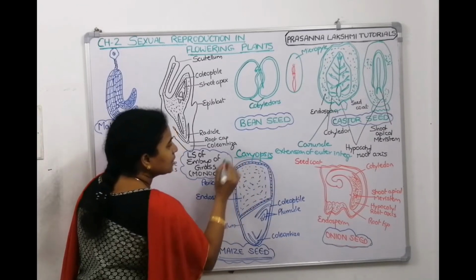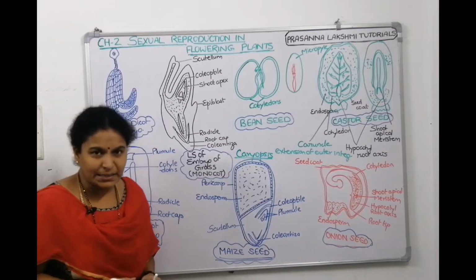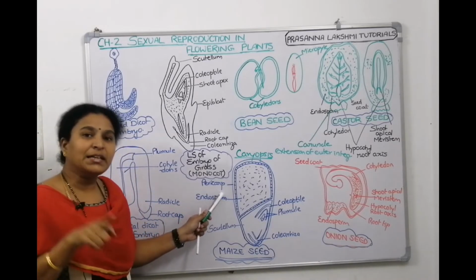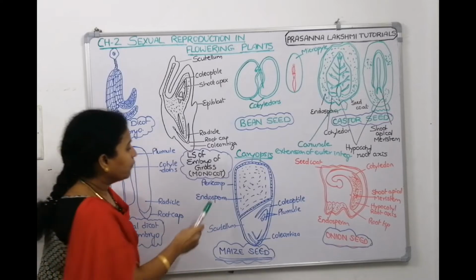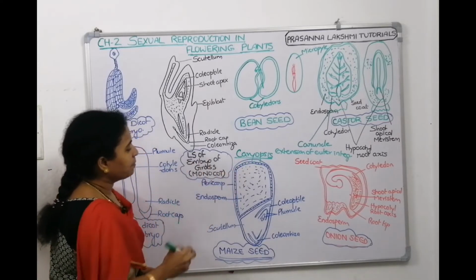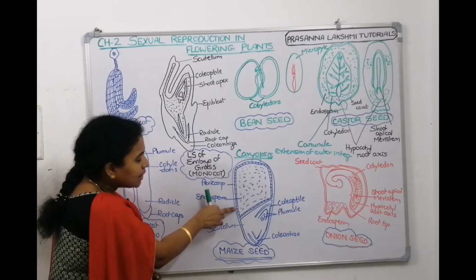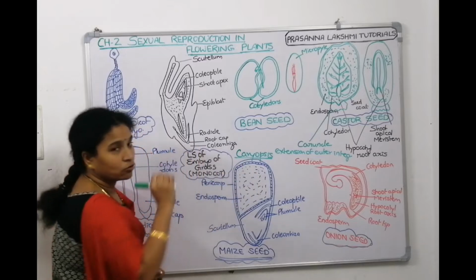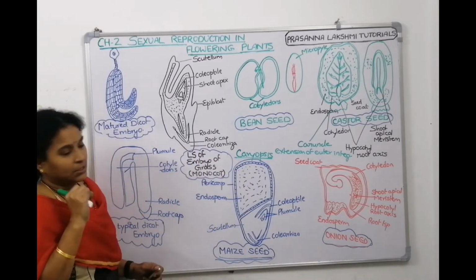What is caryopsis? It is a dry fruit or dry seed where the pericarp, the fruit wall, fuses with the testa, the seed coat. The fruit wall is fusing with the seed wall. It is called caryopsis. And what is this layer? This layer is called the aleurone layer, which is enclosing the bulky endosperm, which is a nutritive tissue.